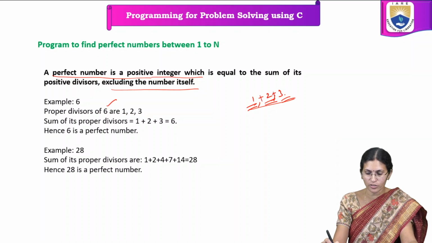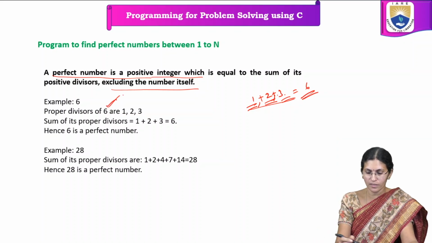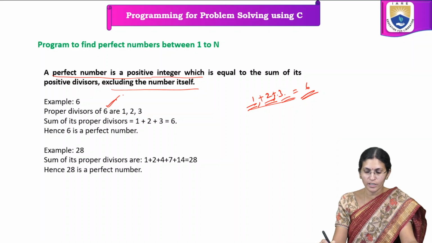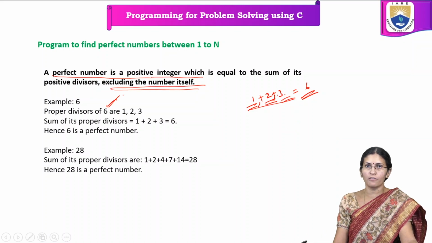If you add these, then you will get exactly the same number. 3 plus 2 is 5, plus 1 is 6. So this 6 and this 6 must be equal. You should not include the value 6. 6 is also divisible by 6, but we are not including this, so excluding the number itself.